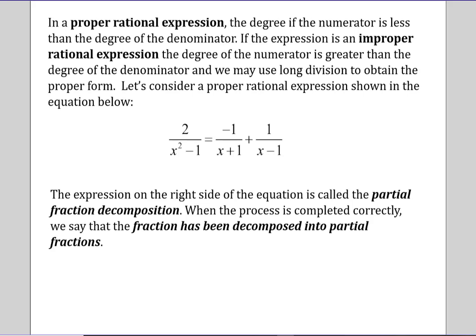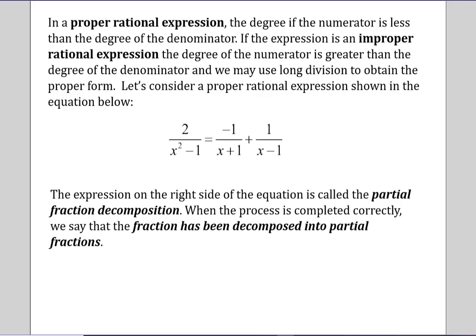In a proper rational expression, the degree of the numerator is less than the degree of the denominator. If the expression is an improper rational expression, the degree of the numerator is greater than the degree of the denominator, and we may have to use long division to put the expression into proper form.